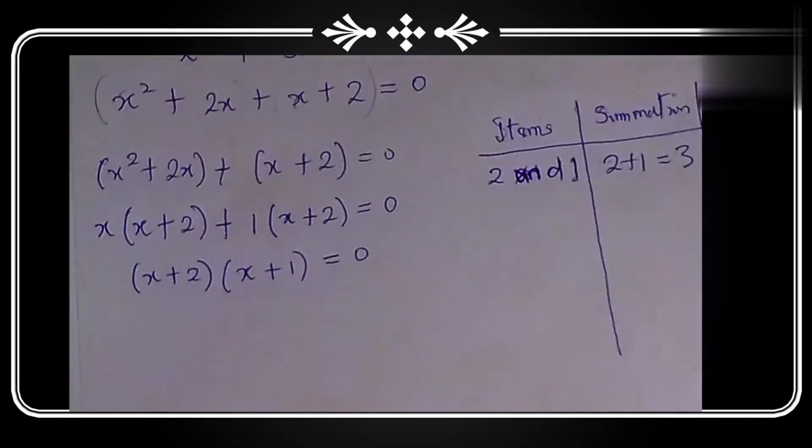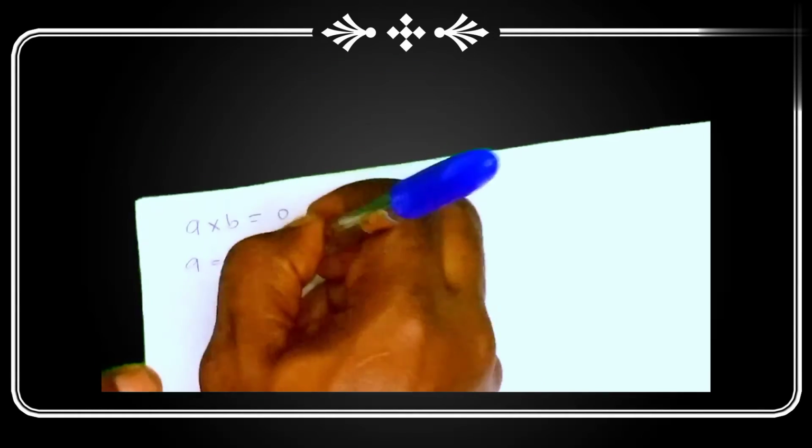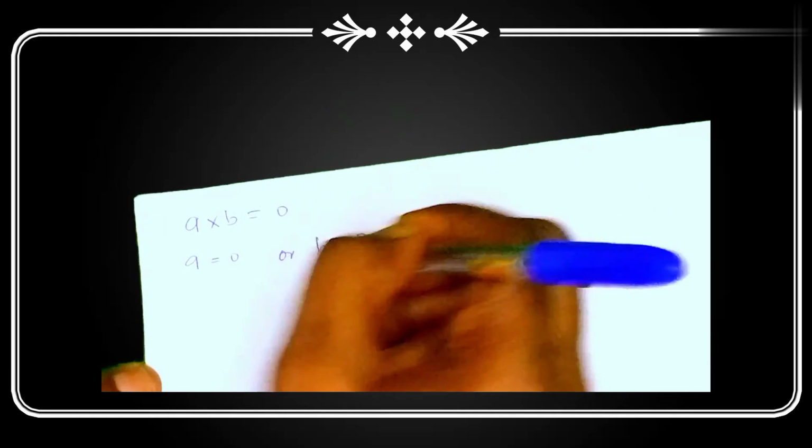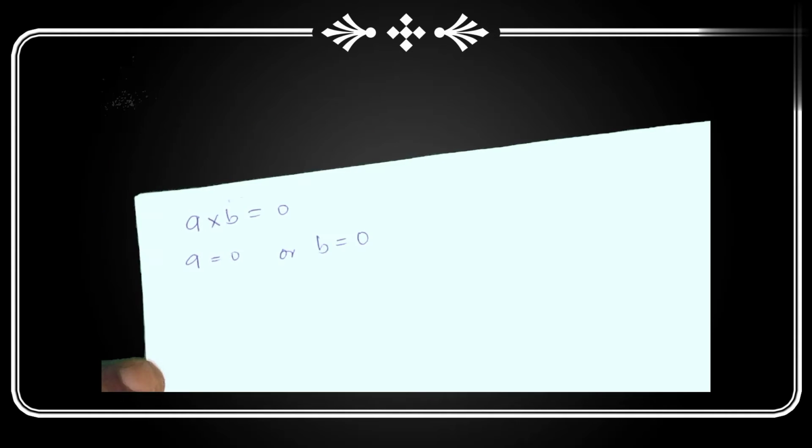Now, the next thing to do, since there's a rule in mathematics. The rule is A times B equals 0. This means A equals 0 or B equals 0. One of the items must be equal to 0. Either A is 0 or B is 0. When the product of two items is 0, either one of them is equal to 0 or both of them are equal to 0.